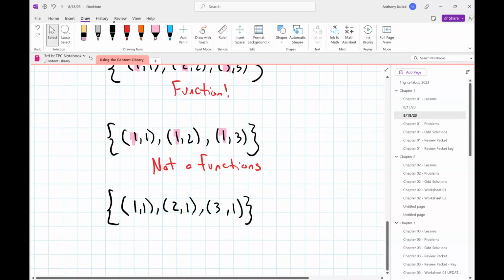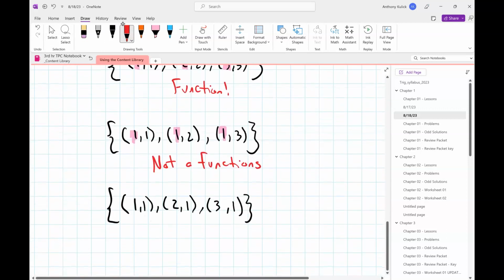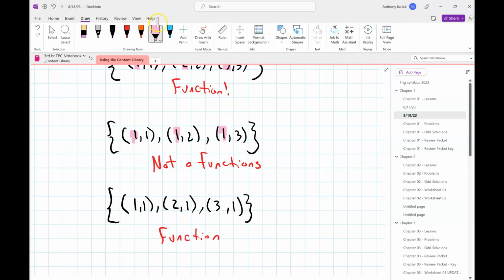How about this one? Is that a function? Yes. Does it matter that the y's all repeat? No. All we care about are the x's that are all different. You guys are doing a great job. Look at all this stuff you remembered and you didn't realize you remembered it. Right? And this is good. This is like the foundational pieces.